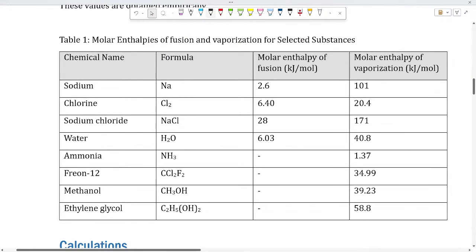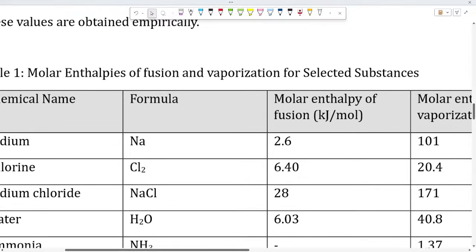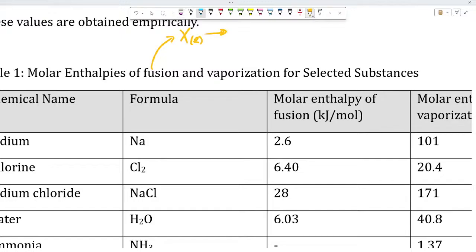Here are some reactions that just tell us the molar enthalpies of fusion and vaporization. What does fusion mean? In a fusion reaction, we are going from X as a liquid to X as a solid. Does that make sense? That's what fusion is. What is vaporization? That would be X as a liquid going to X as a gas.